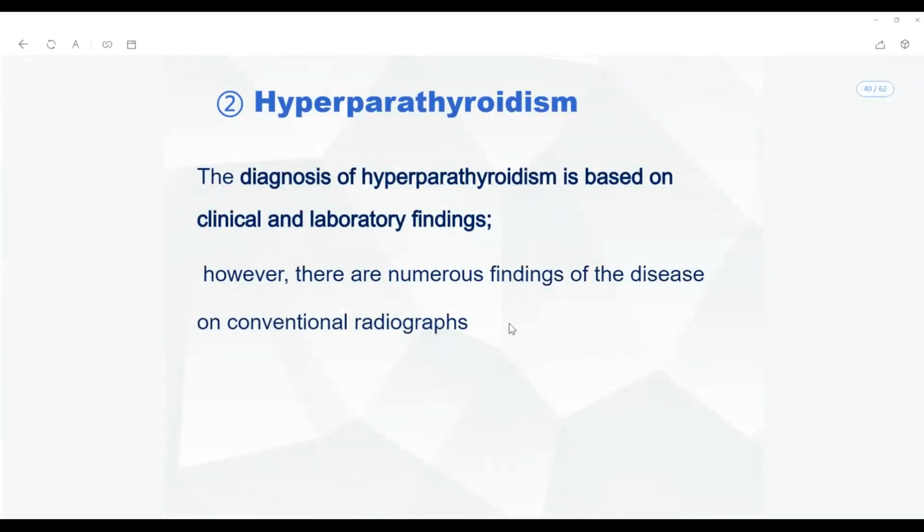So now, how is the diagnosis actually made? The diagnosis of hyperparathyroidism is generally based on clinical as well as laboratory findings. However, numerous radiographic findings can also be seen. You have to understand that since it is an endocrine related condition, most of the time it is based on clinical and laboratory findings. Hypercalcemia and decreased bone mineral density, which is related to the muscle contractions, will be seen in hyperparathyroidism.